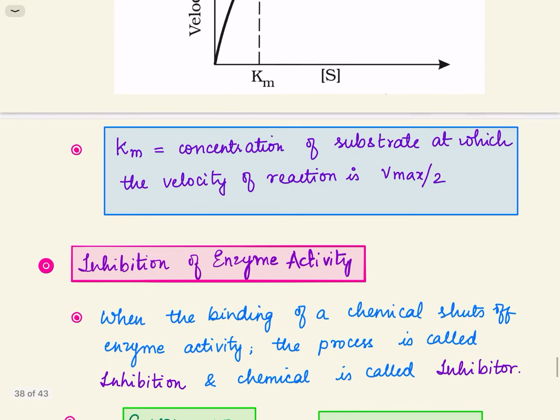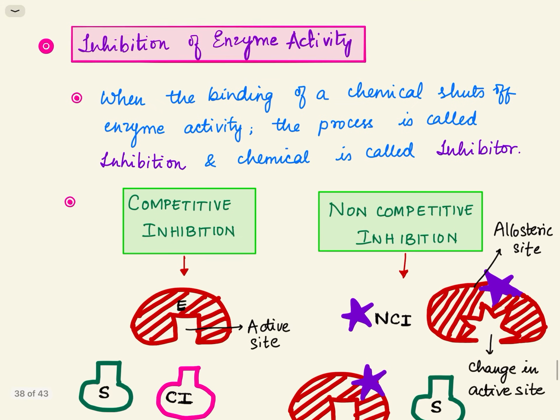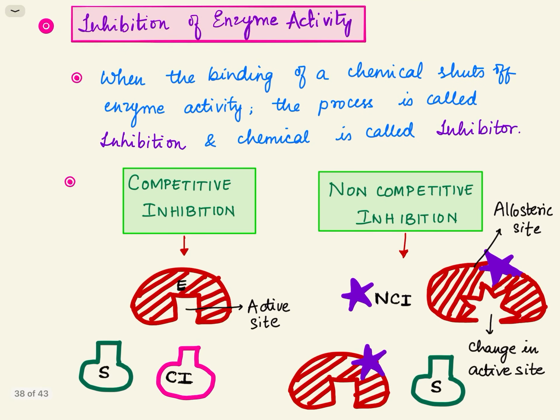Moving on to study about the last factor. The last factor is the enzyme inhibitors. So enzyme inhibitors can be of two types. An inhibitor is nothing but something that shuts off the enzyme activity, meaning it will inhibit, it will stop the enzyme activity. So it can be of two types, competitive and non-competitive inhibition.